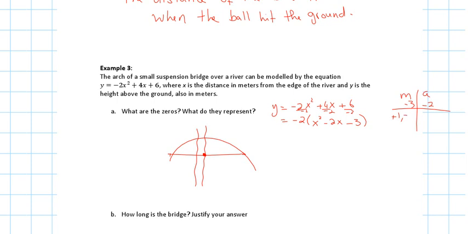That's the only thing that multiplies to negative 3, right? And does it add to negative 2? Yes, it does. So that means my factors are going to be x plus 1 and x minus 3. What are my zeros? 3 and negative 1.